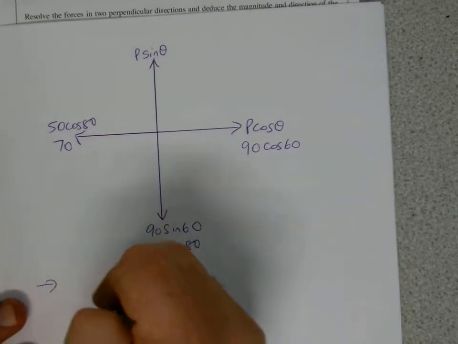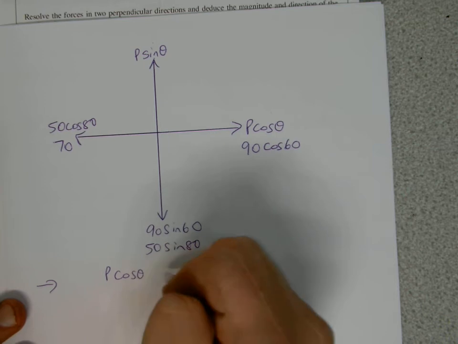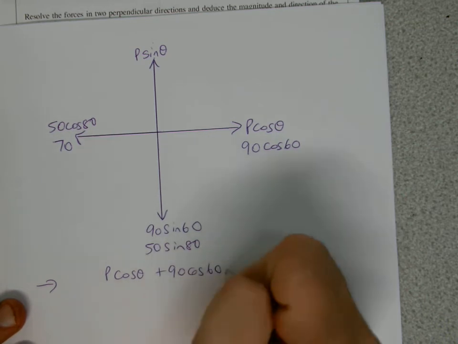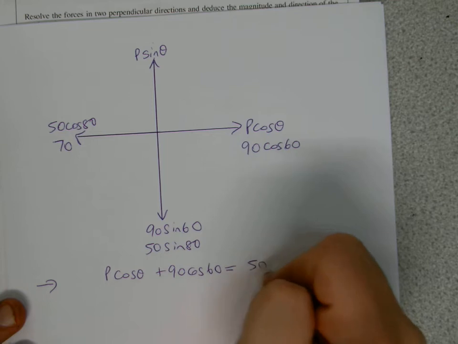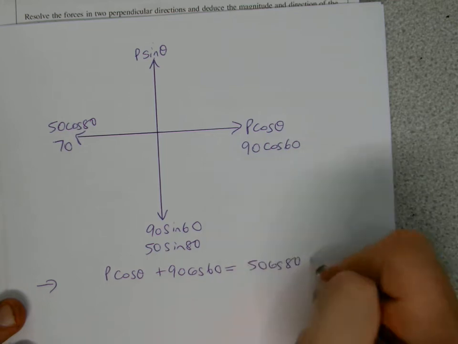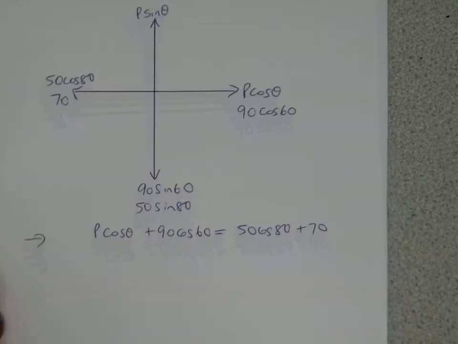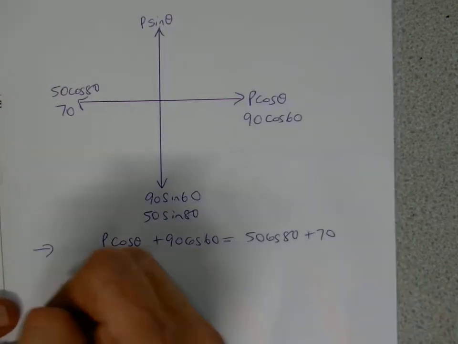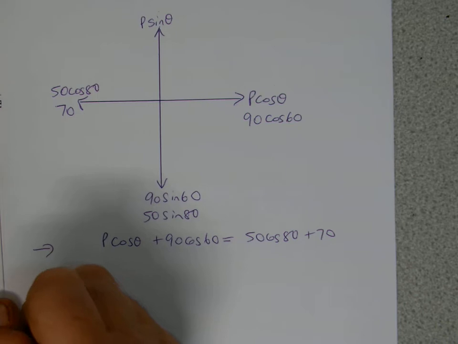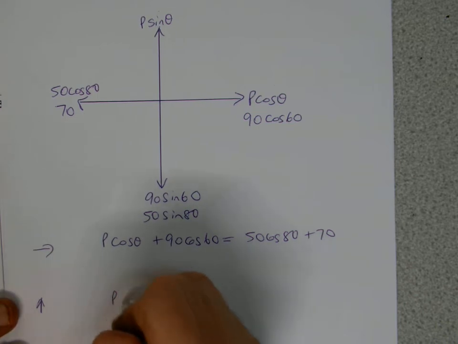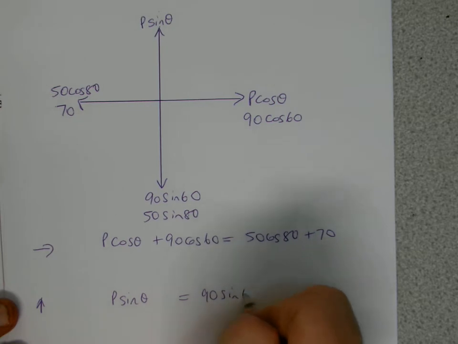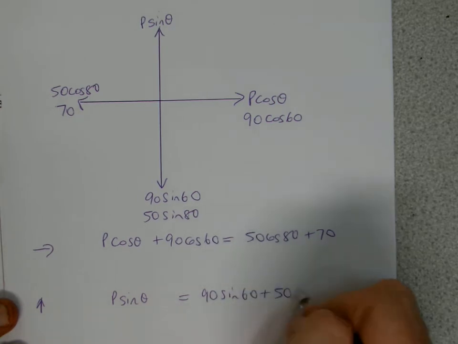They're in equilibrium, they balance out, so we can say that resolving horizontally, P cos theta plus 90 cos 60 equals 50 cos 80 plus 70. And then resolving vertically, or in the y direction rather, we'll have P sine theta equals 90 sine 60 plus 50 sine 80.